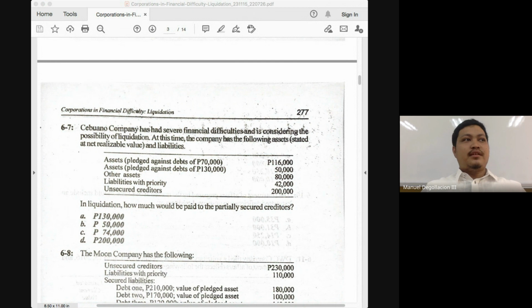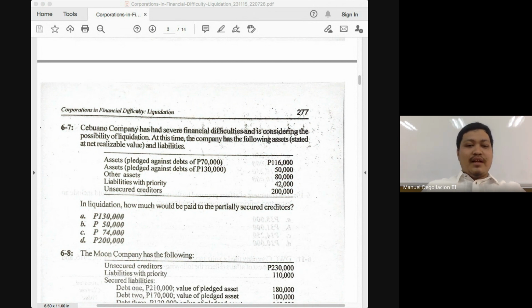It's not always you will be asked how much will be paid to the unsecured with priority, unsecured without priority, fully secured, and partially secured. You could simply be asked how much is the recovery rate or how much is your net free assets. So in this case, our net free assets would be divided by our unsecured liabilities. And what's the one thing I want you to remember for your denominator, class, for your unsecured liabilities? Do not forget to include the unsecured portion of your partially secured.